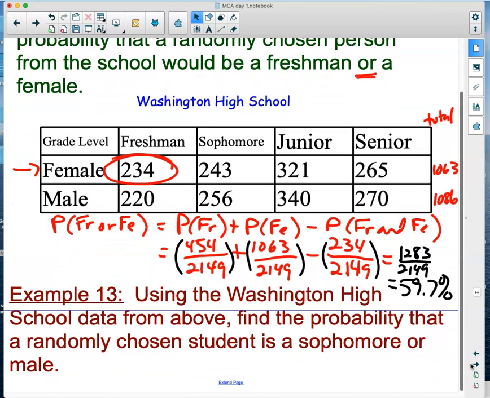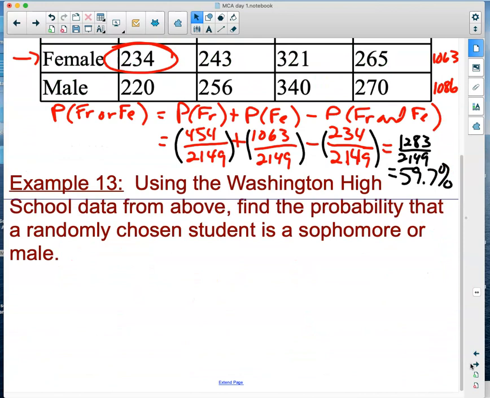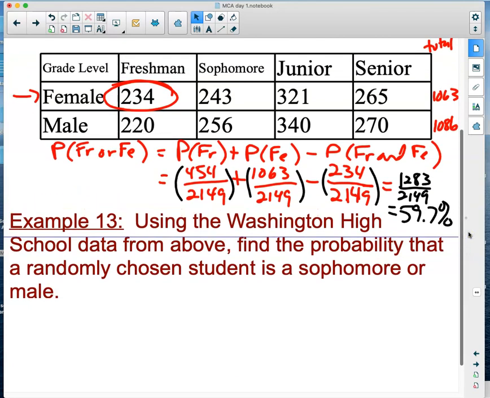So probability sometimes is just about adding up a bunch of numbers to find a total and then looking at the individual pieces. And like I said earlier, when you have and situations, overwhelmingly, you're just going to multiply. But when you have or situations, you have to add and subtract anything that's going to be double counted. So example 13 says, let's keep using that chart up there, that table. And it says, using that high school data from above, find the probability that a randomly chosen student is a sophomore or a male. I want you to pause the video and try this one on your own.